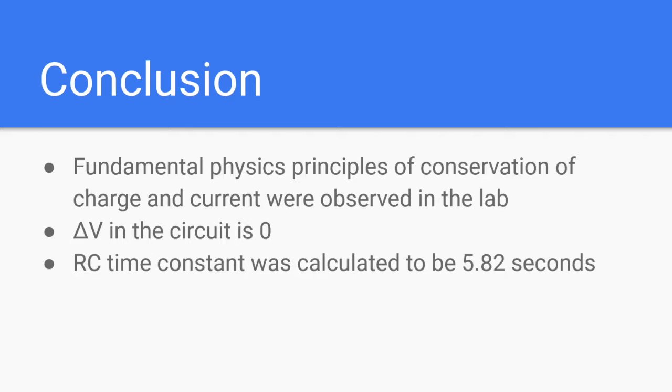The fundamental physics principles of conservation of charge and current were observed in the lab. The results show that the sum of the potential difference in the circuit is 0, and the RC time constant was calculated to be 5.82 seconds, which is close to the expected value of 6.